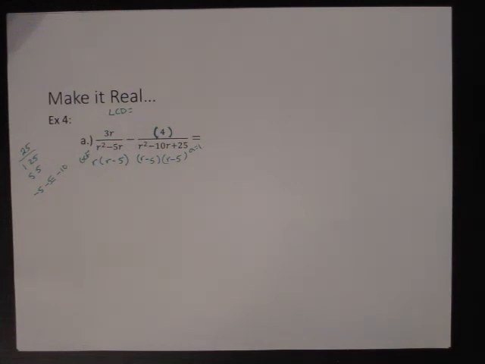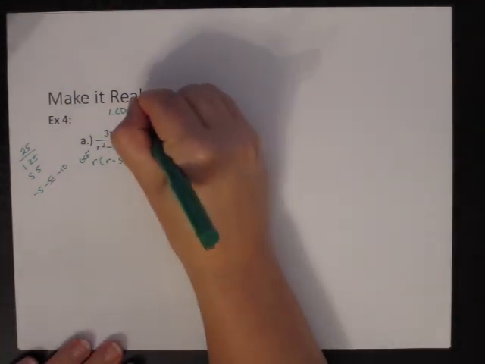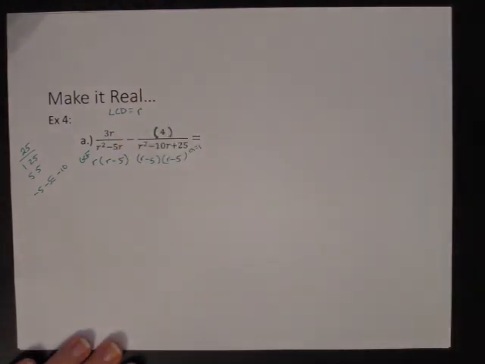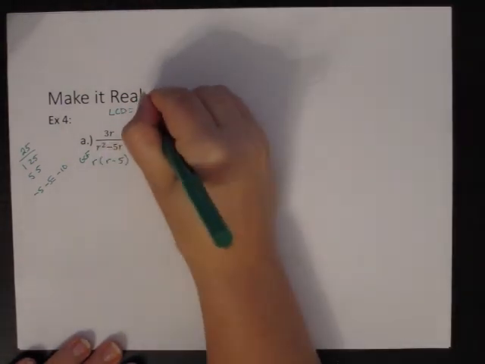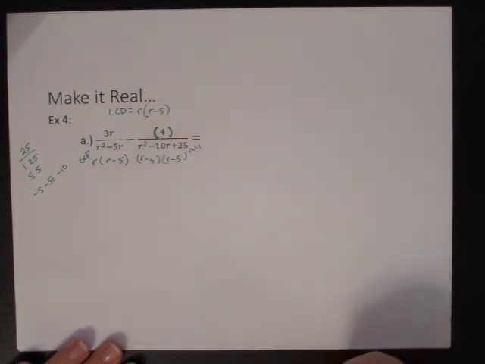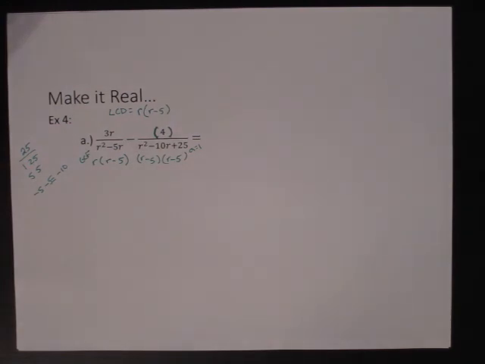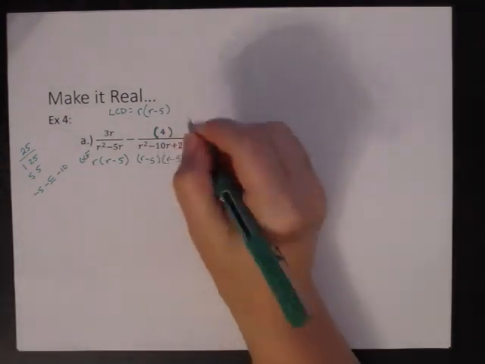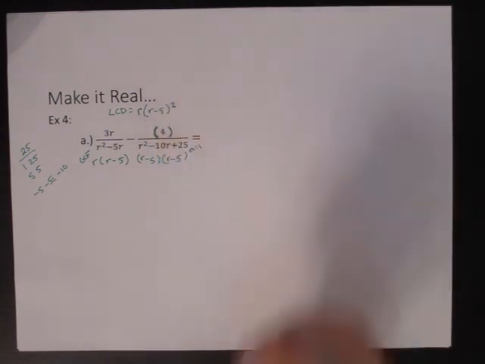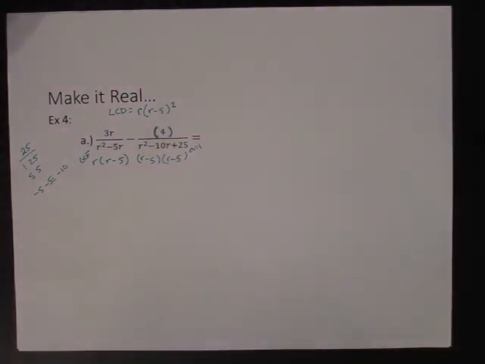The next thing I have to do to find my LCD is I have to ask how many. So I know I'm going to deal with my single variable by itself first, so I've got my r. And then I've got to deal with the r minus 5. And I've got to look at my max. So for my first denominator, I only see 1, but for my second denominator, I see 2. So this would be r minus 5 squared, because that would be my max. So therefore, that is going to be my LCD.